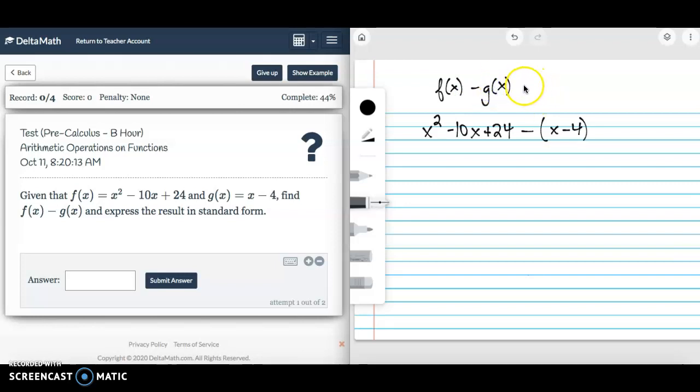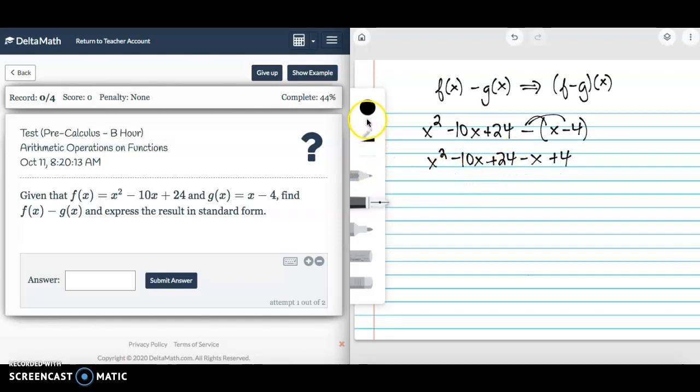You could also see this written as f minus g of x notation-wise. It just means you want to do your f function minus your g function. Make sure to distribute that negative, and then we'll combine our like terms. So x squared minus 10x plus 24 minus x plus 4.